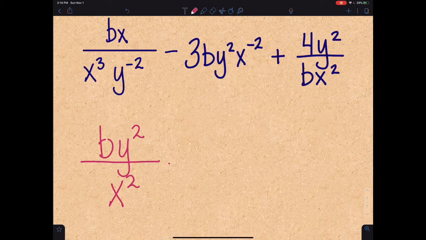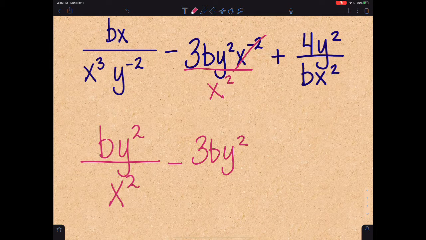Now I'm going to deal with that second expression. I'm going to look at this one right here. And I see that it's 3by^2 on top, but this can be moved to the denominator if I divide it by x and put a +2 instead of that -2. So that's how I'm going to simplify that one. I'm going to put 3by squared on top and this x squared on the bottom.